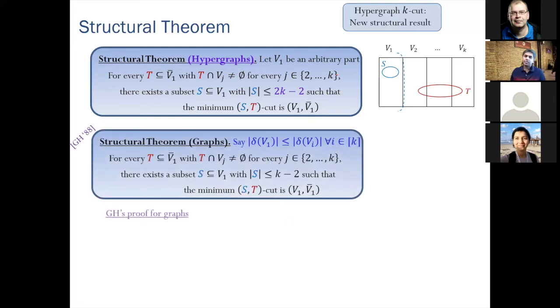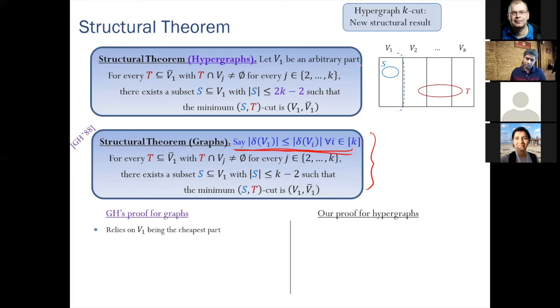Let me contrast the structural theorem with the structural theorem by Goldschmidt and Hochbaum for graphs. This is the structural theorem by Goldschmidt and Hochbaum for graphs. There is one crucial difference between the two structural theorems. It's in the assumption. For the Goldschmidt and Hochbaum structural theorem to hold, they crucially rely on V1 being the cheapest part. It is the part with the cheapest cut value.